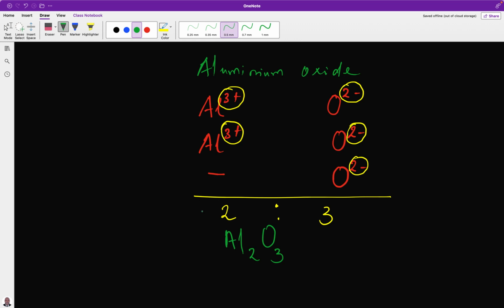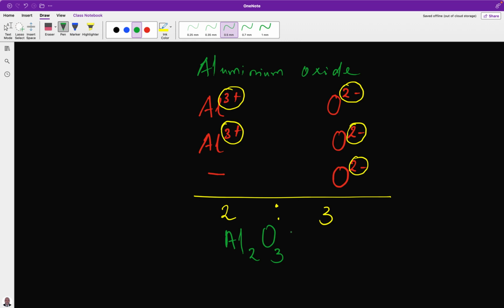Now the last stage: in which ratio are the ions? How many of the aluminum ion did we add? We added 1 and 2, so we have 2. How many of the oxide ion did we add? We added 1, 2, 3 to balance the charge. So the ratio is 2:3. Now let's write our formula. Our formula will be aluminum 2 and oxygen 3. That is how you balance the charges.